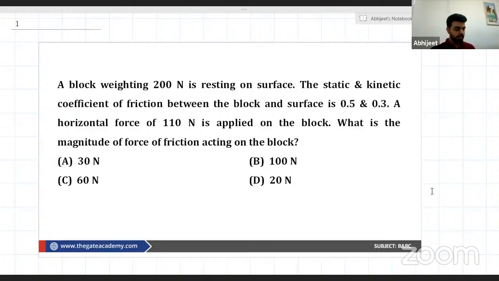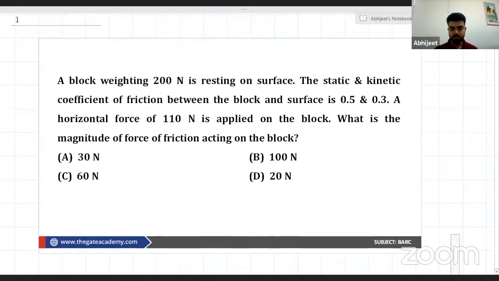So this was the question. Let us see what we can do here. A block weighing 200 Newton resting on a surface is given, and the static and kinetic coefficients of friction between the block and the surface are given. A horizontal force of 110 Newton is applied on the block. What is the magnitude of the force of friction acting on the block? So we have to find the magnitude of the force of friction.